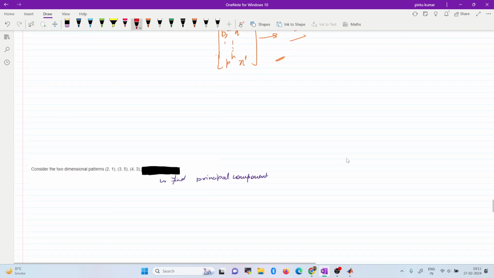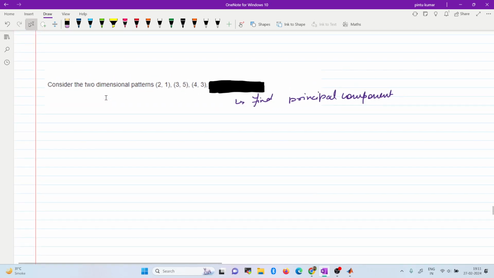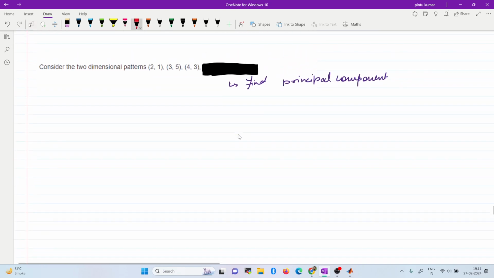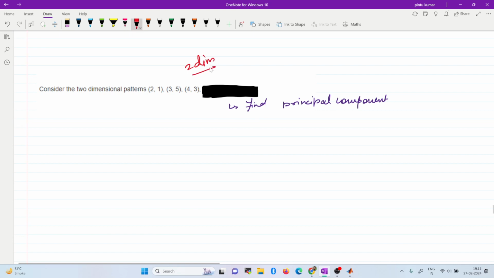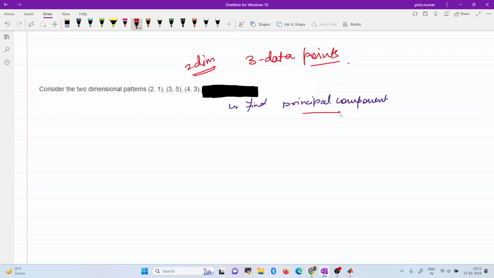So we'll try to do one example. There were more points, but I have purposely removed the later points. This is two-dimensional data, and we have 3 data points. We have been asked to find the principal component. So we'll find the first principal component, because there are two. This is a two-dimensional data set only, so we can't go lower than 2. Okay, so first of all, I'll write it in this form. So my x is 2, 3, 4 and y is 1, 5, 3.